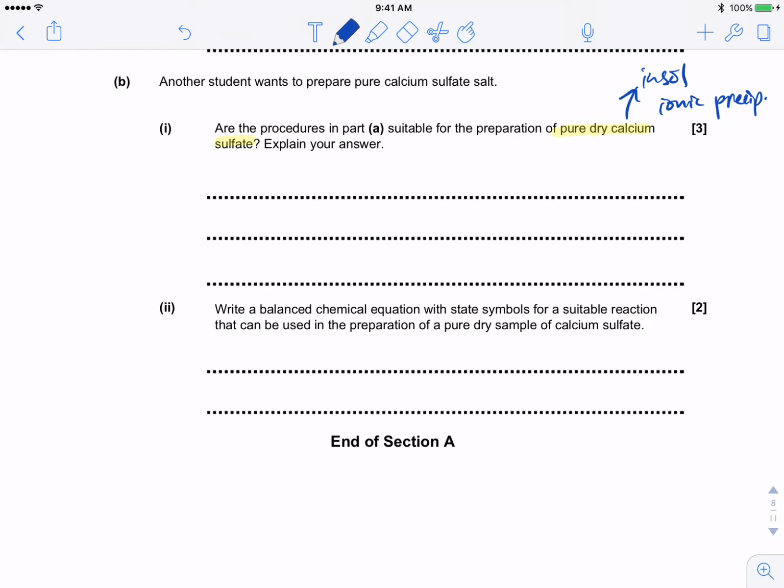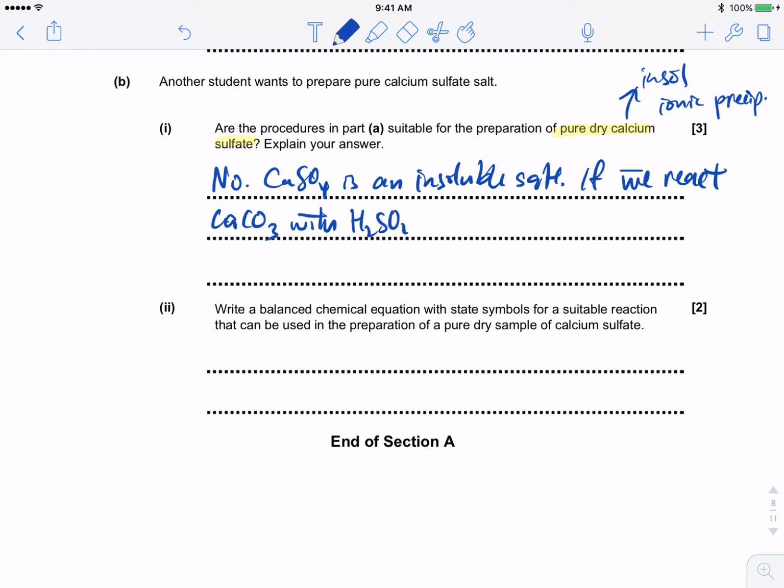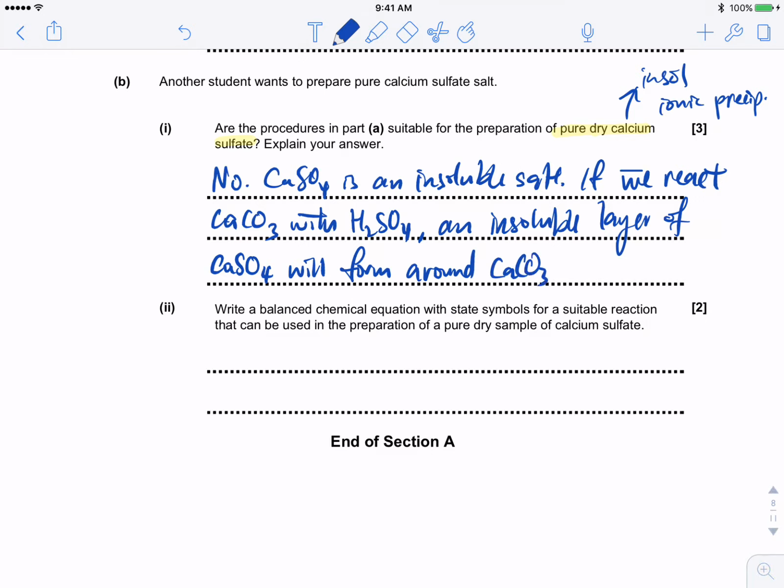Okay, so therefore, these steps are not suitable at all because this is not ionic precipitation. Explain your answer. So you say no. CaSO4 is an insoluble salt. If we react CaCO3 with H2SO4, an insoluble layer of CaSO4 will form around CaCO3 and the reaction would stop, giving an impure salt as the reaction did not go to completion.